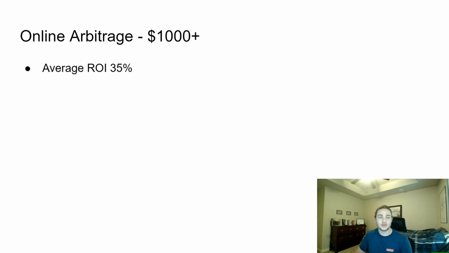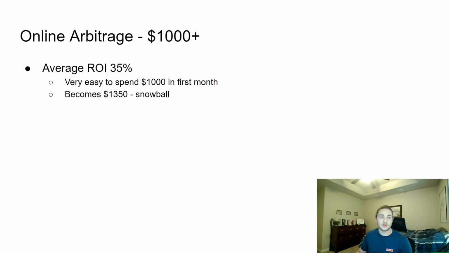My average ROI in online arbitrage is 35%. Now you're thinking that's a lot lower than books, right? But it's really easy to spend $1,000. Like before filming this video today, I worked online arbitrage for about an hour and a half, maybe 2 hours, and I spent over $2,000 on one website. So it's super easy to spend that money, and that's why I like doing online arbitrage.